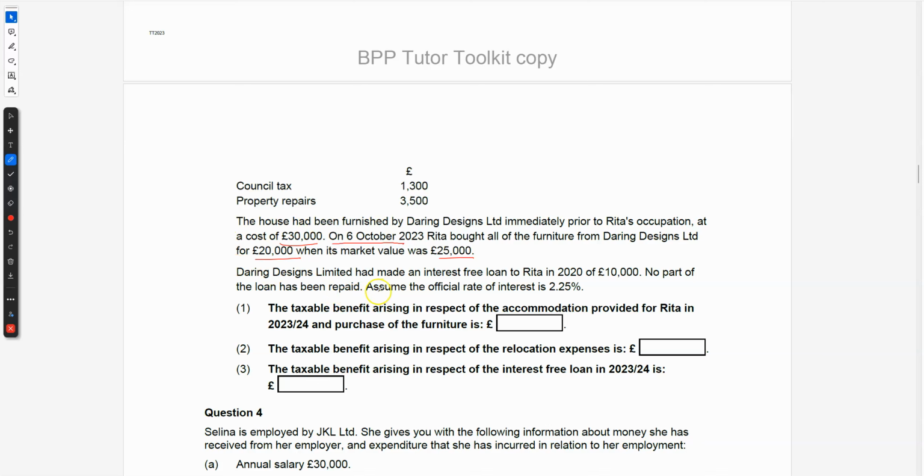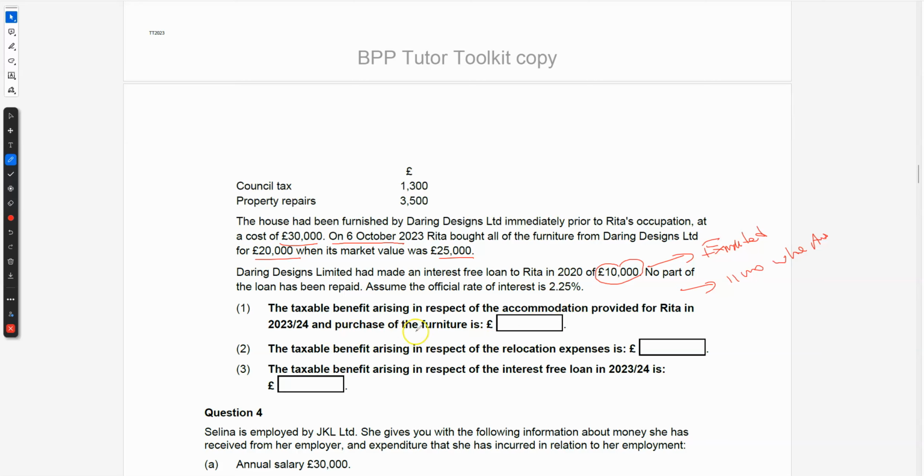Then DDL had made an interest-free loan to Rita of 10,000. No part of the loan has been repaid. Assume the official rate is 2.25%. Remember that if the loan was given to the employee, interest free or not, if the loan is up to 10,000 or less, it will be exempted. So there will be no taxable benefit. If it is more than 10,000, for example 11,000, then the whole amount will be taxable. The whole amount, not only the 1,000; 11 minus 10 doesn't work. So if the loan made to the employee is more than 10,000, the whole amount will be the taxable benefit for the employee.